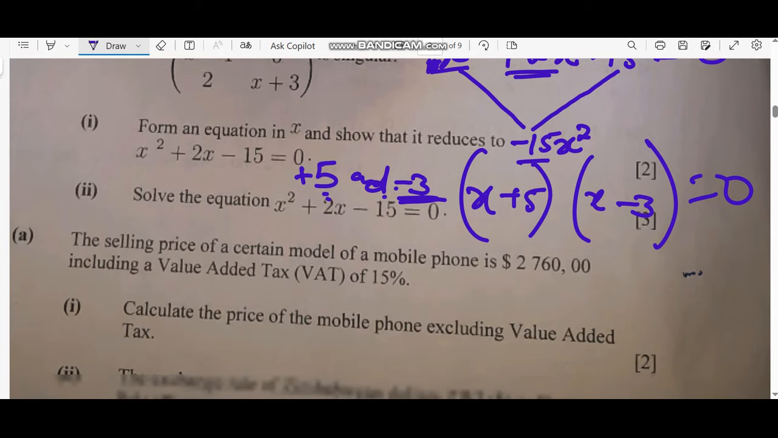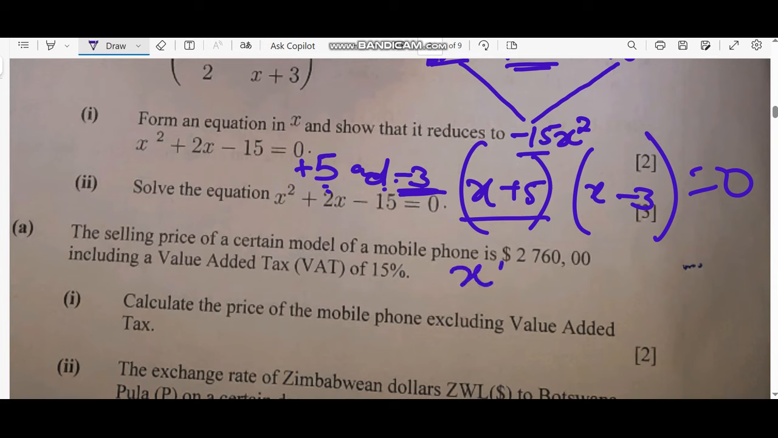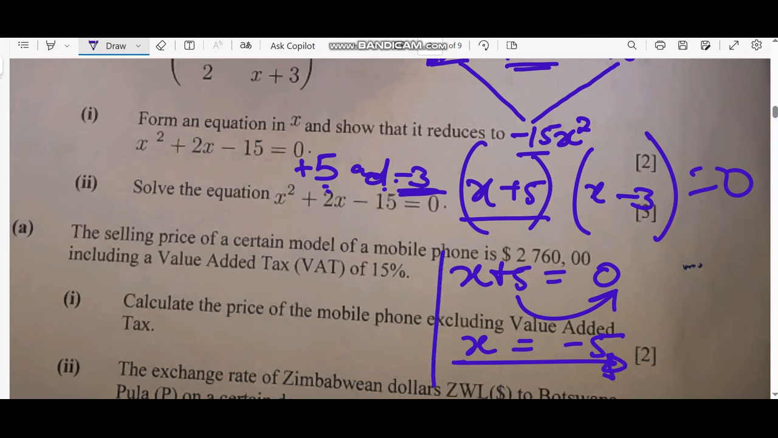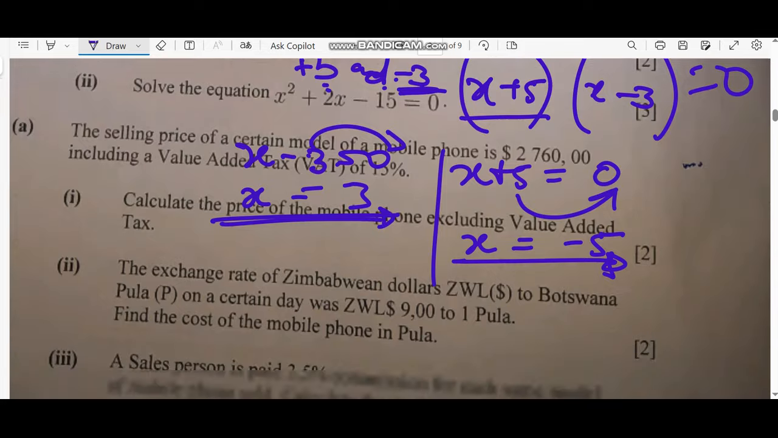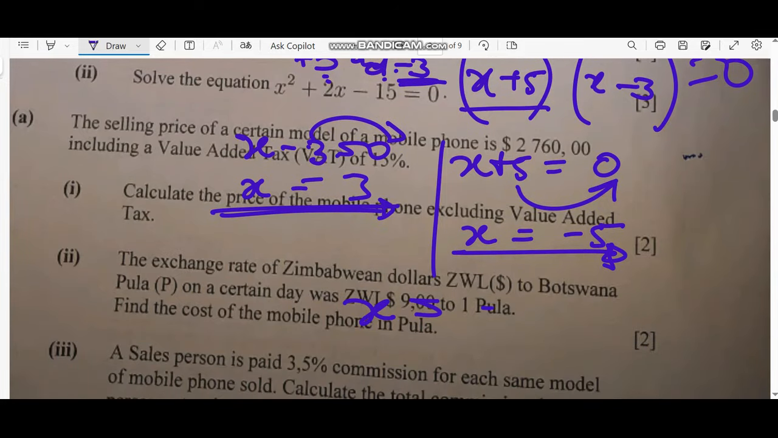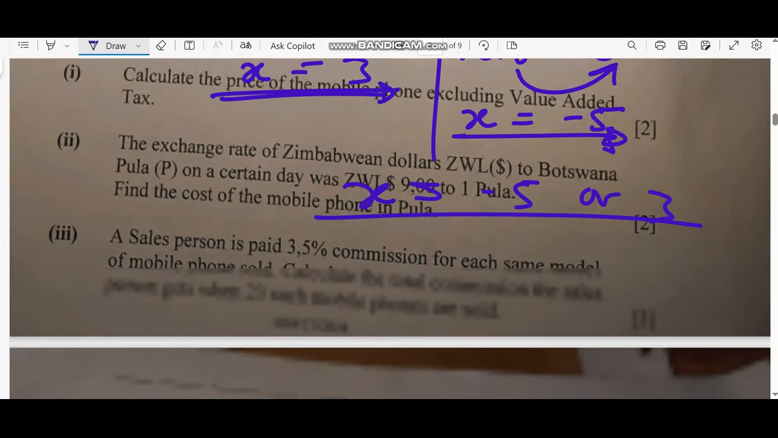Then from there, I take the first bracket, x plus 5 is equal to 0. Then collect like terms. This one ends up with x equal to minus 5, the first value. Then another value: x minus 3 is equal to 0 again, and this one ends up with x equal to 3. So x is equal to minus 5 or 3. Done. How many marks is that? 3 marks.